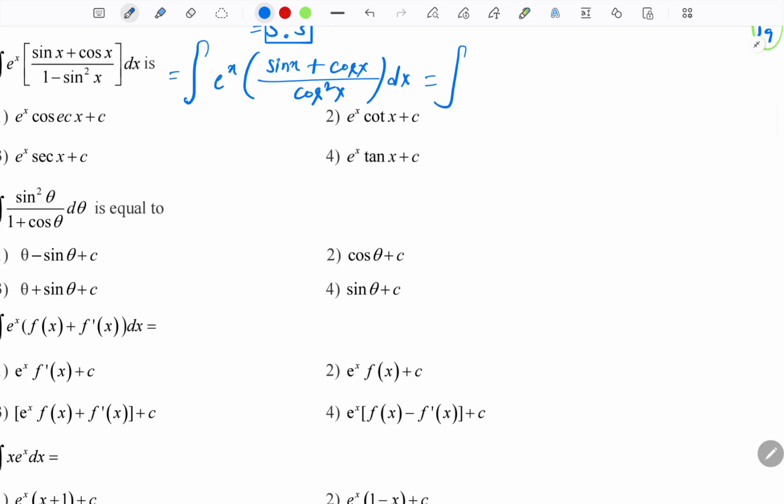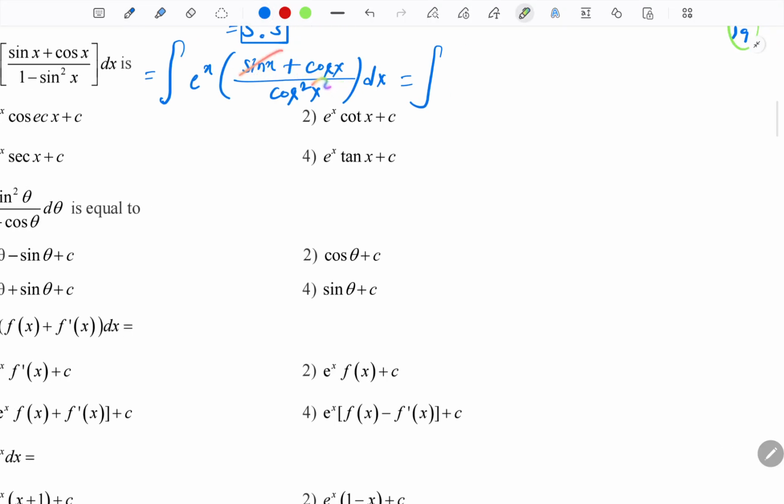Now separate the integral. Sin by cos is tan, and 1 by cos is still there, so it will come as secant. So finally secant x into tan x, plus 1 by cos, cos cancel, goes to secant, right? This is what we will get. Now this one is tan x into secant x, I have separated, this part 1 and this part 1, plus 1 by cos goes to secant, correct?